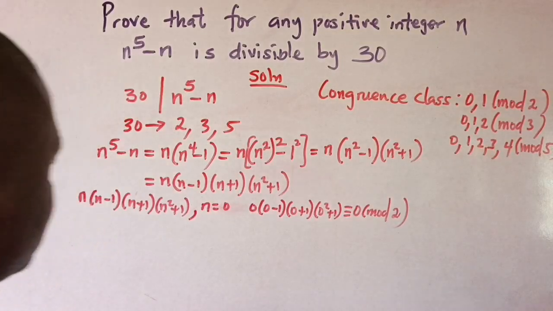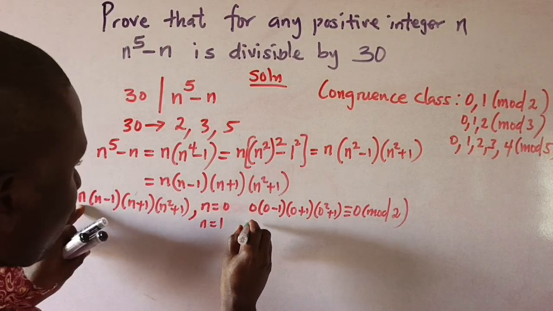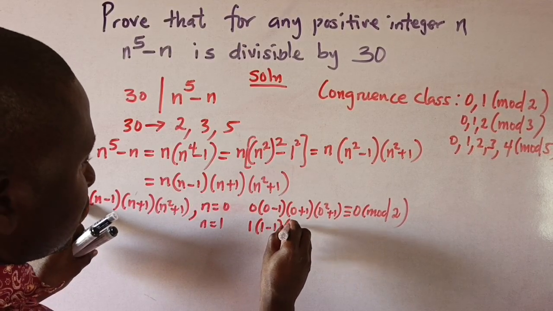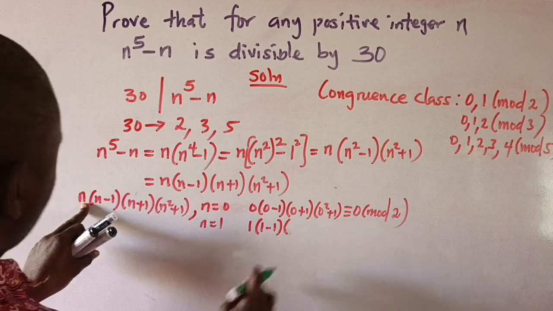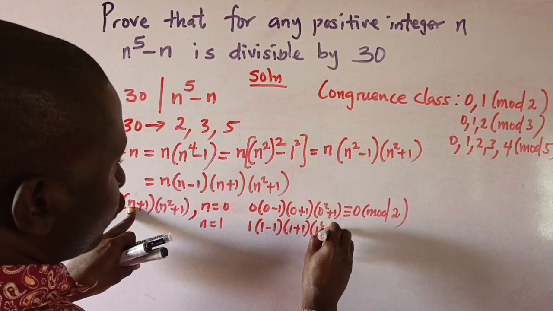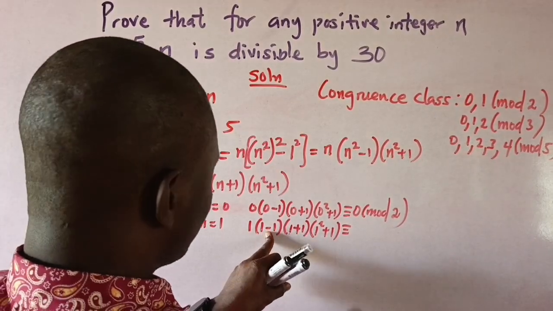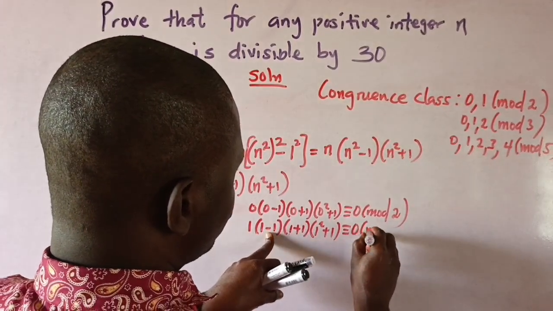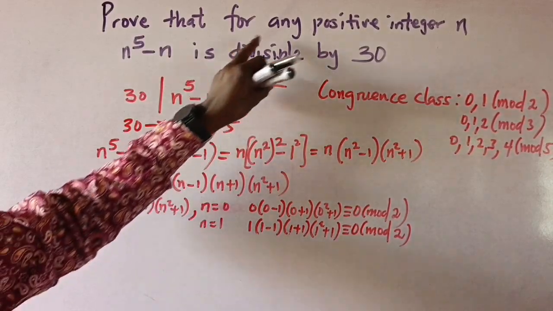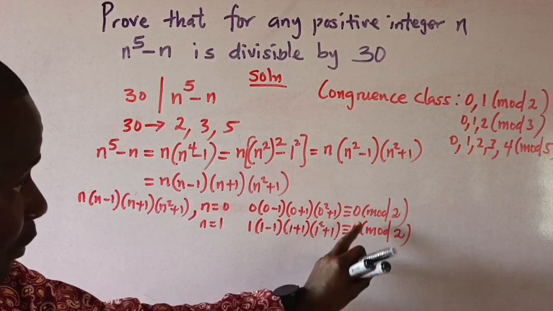Now let's check 1. When n equals 1, wherever you see n, you put 1, then 1 minus 1 is 0. So 1 minus 1, then in place of n we have 1 plus 1, then 1 squared plus 1, and this is equivalent to 0. Now when any number is multiplied by 0, you are going to have 0 in mod 2. So we are able to prove that this expression, for any positive integer, is divisible by 2, because the remainder is 0.